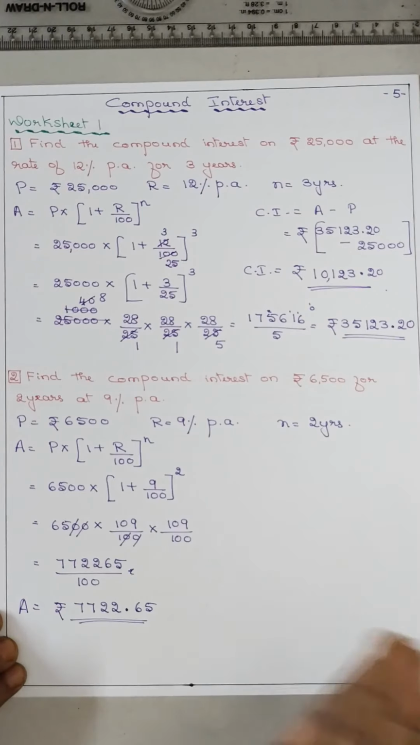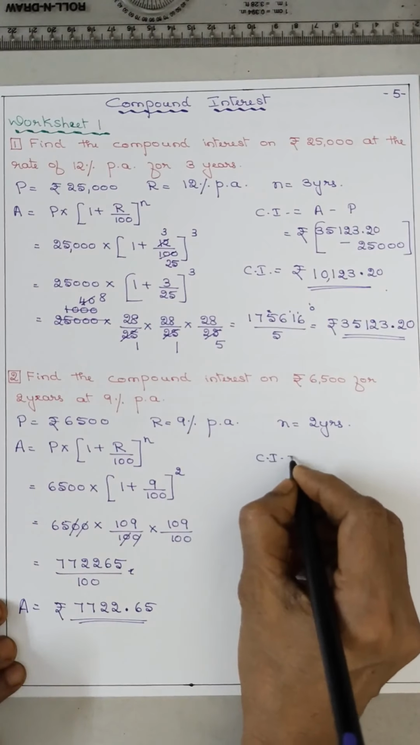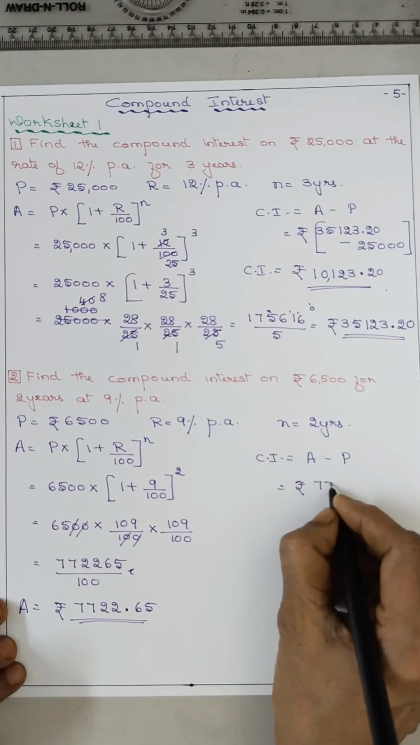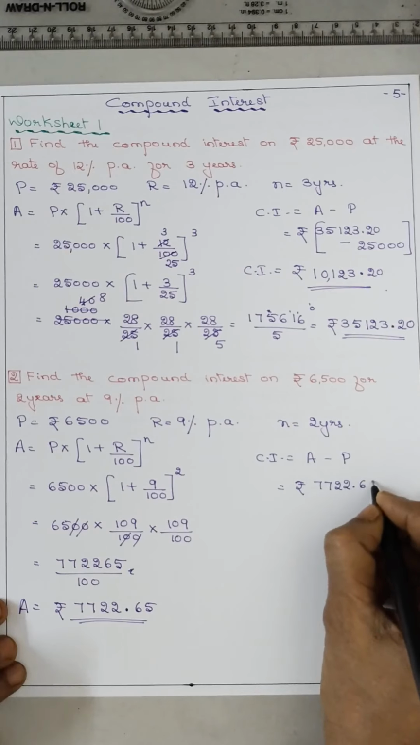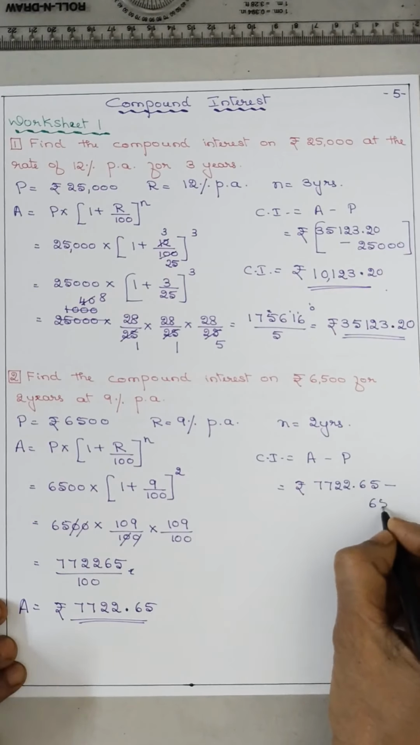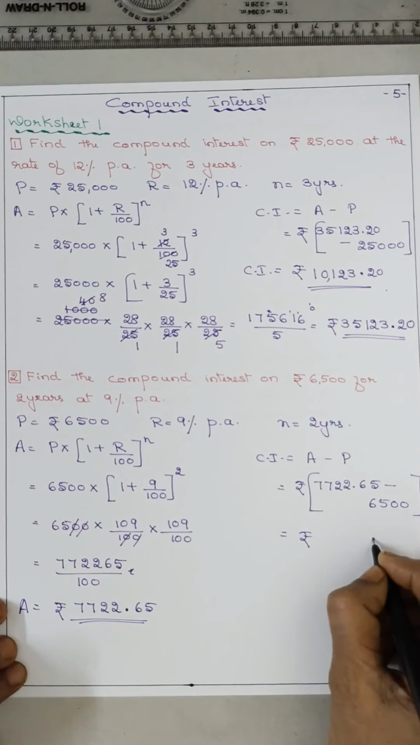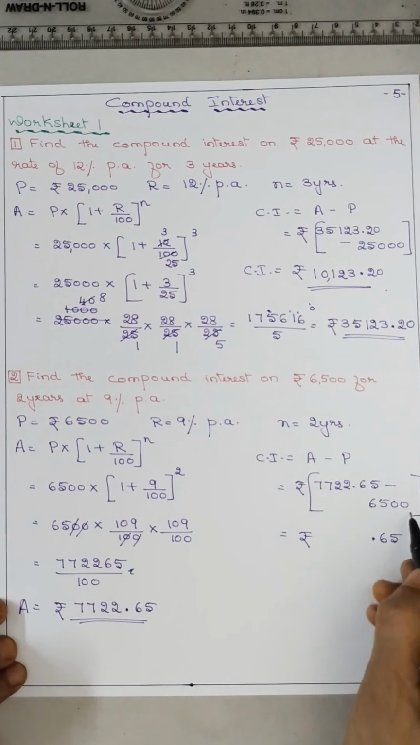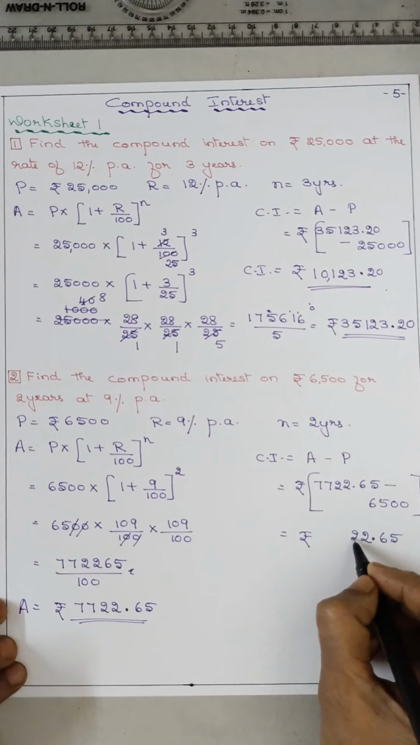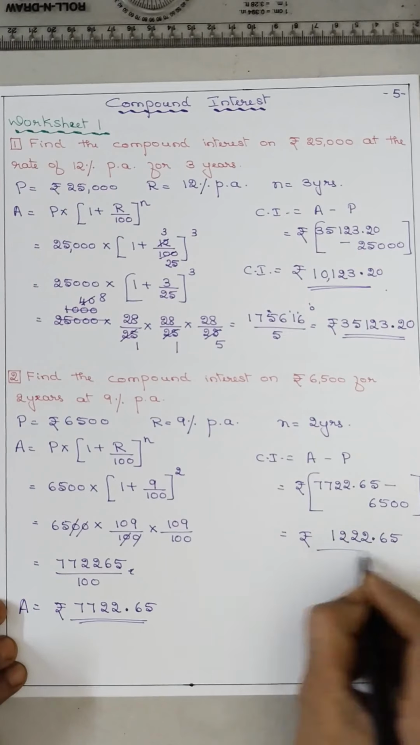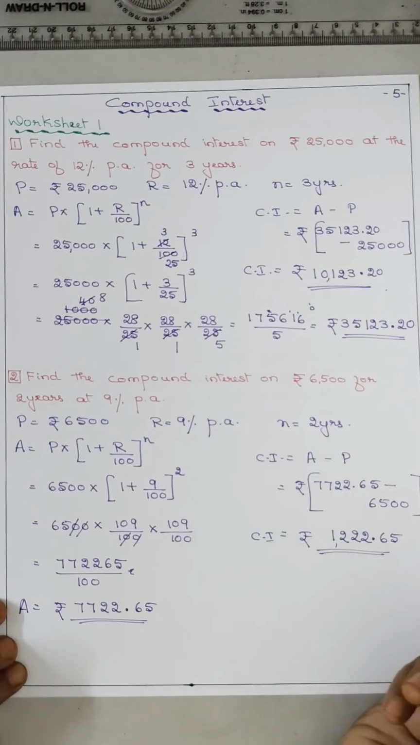If the denominator is 100, then from the right side leave 2 digits and put the decimal. Now CI is equal to A minus P. A is 7722.65 minus 6500, so it will be rupees 0.65. 2 minus 0, 2. 7 minus 5, 2. 7 minus 6, 1. So the answer is CI 1222.65.